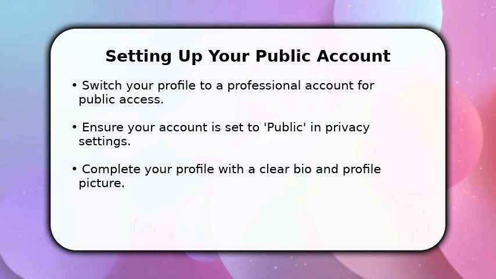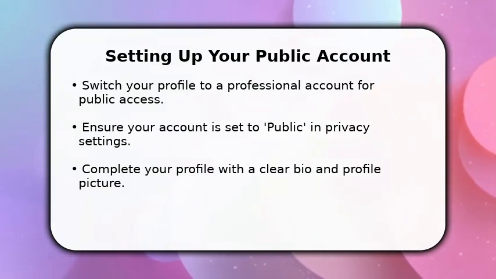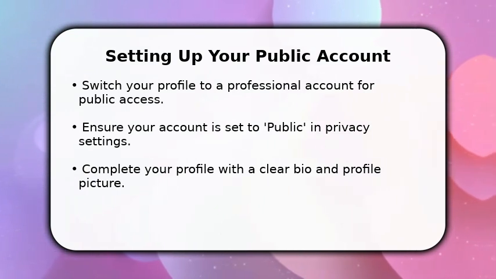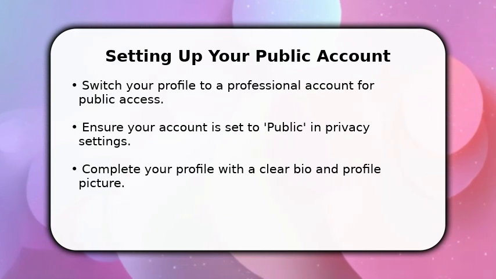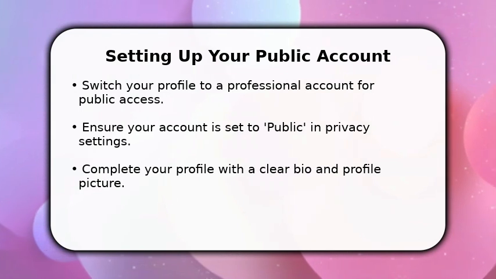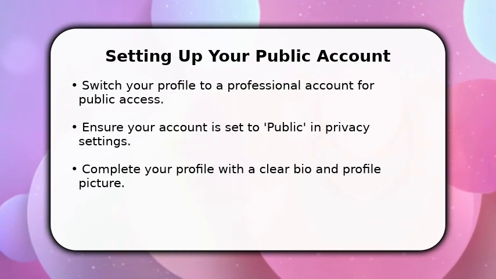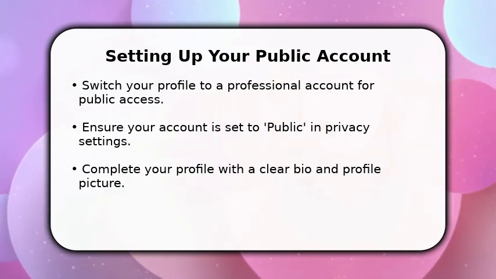In this video, I will explain how to use an Instagram public account. First, navigate to your profile settings and switch to a professional account. This unlocks key features for public engagement. Next, confirm your account is set to public under privacy. Finally, optimize your profile with a compelling bio and a high-quality profile picture.